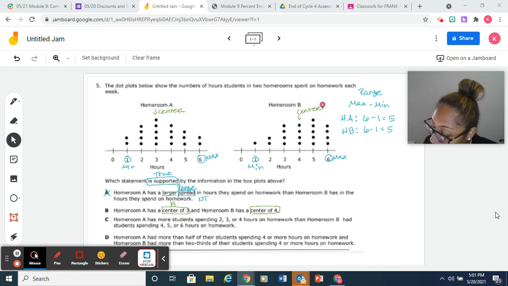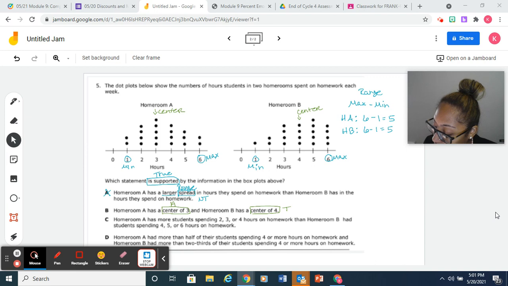And then we can go back to what the statement said. It said that homeroom A has a center of 3, and that is true. That's what we saw. And homeroom B has a center of 4. That is also true. So we can say that this is a true statement. So for right now, B is looking like the contender, but we want to make sure that we did this correctly. So we're going to keep going to each answer choice just to make sure.